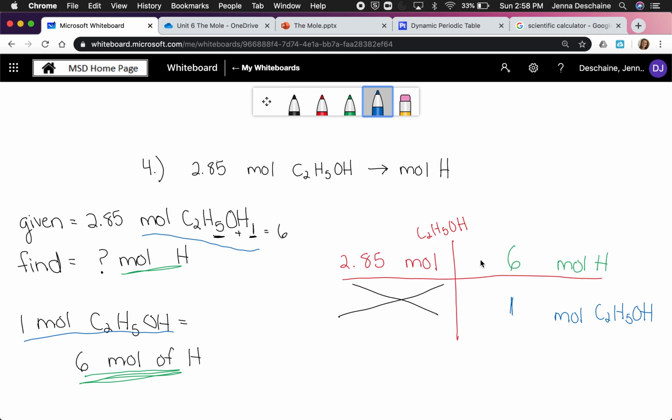If you need more help with having to set this up, please just let me know. I get that they can be confusing sometimes. So I'm going to multiply the tops as always, and then I'll divide by the bottom. So first I'm going to do 2.85 times 6, and that's 17.1. And then I'm going to divide that by 1. Remember, my units are going to cancel.